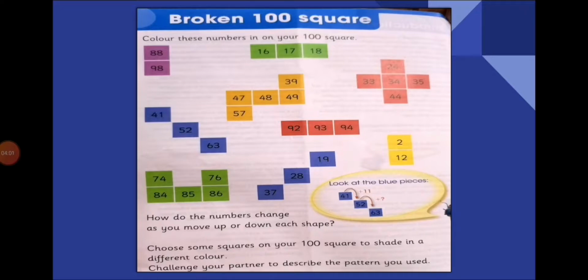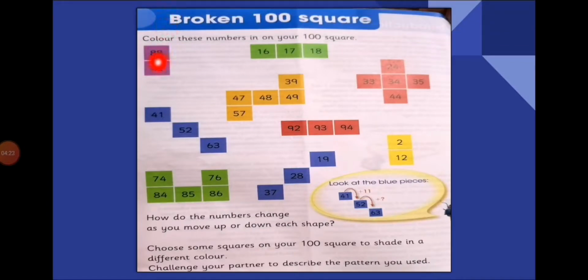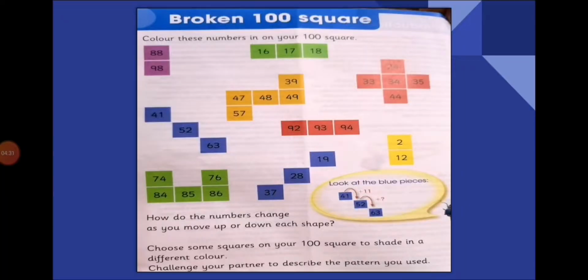Now, look at this page. It's an activity page. Color these numbers on your 100 square, and you will find out how the numbers change as you move up or down each shape. You can see each shape has specific colors. So we will do this activity together. I have my 100 square grid here. We will see the pattern from this page, and we will find these numbers on the 100 square grid and color them.